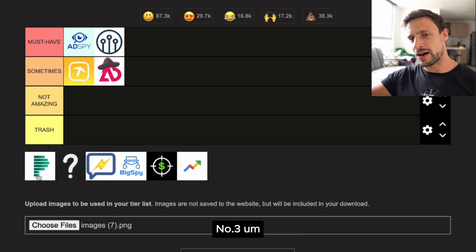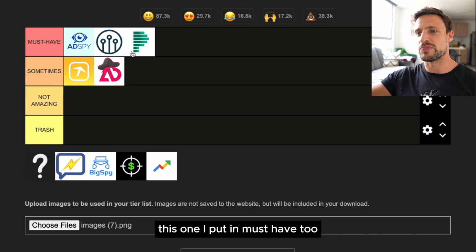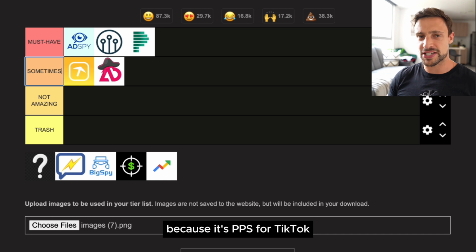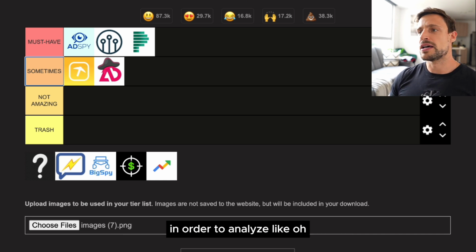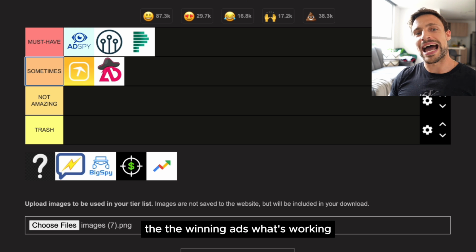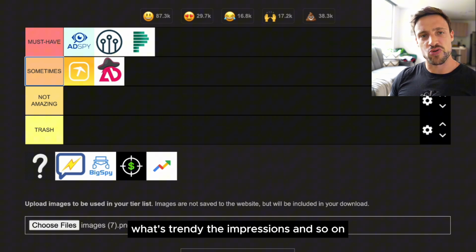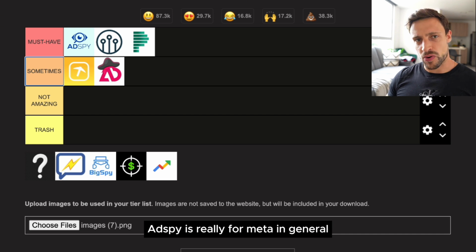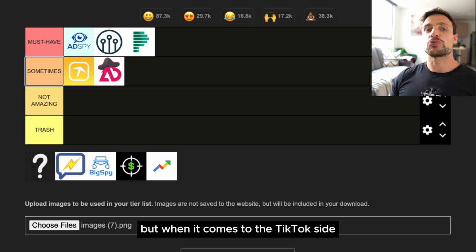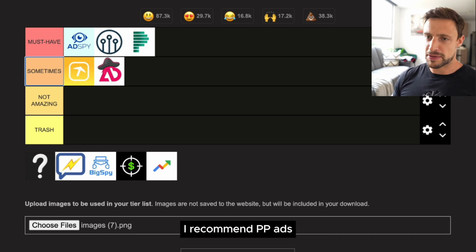Number three, this one I put in must-have too because it's PiPiAds. For TikTok, there is no better tool than PiPiAds right now in order to analyze the winning ads, what's working, what's trendy, the impressions and so on. AdSpy is really for Meta in general, so Facebook and Instagram. But when it comes to the TikTok side, I recommend PiPiAds.